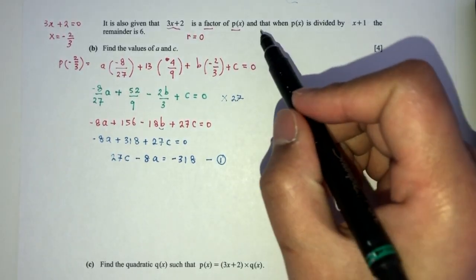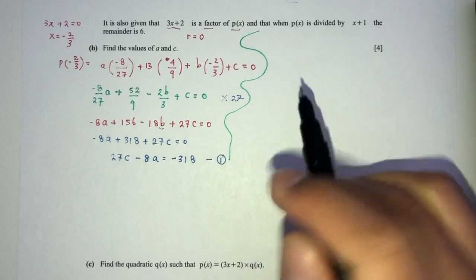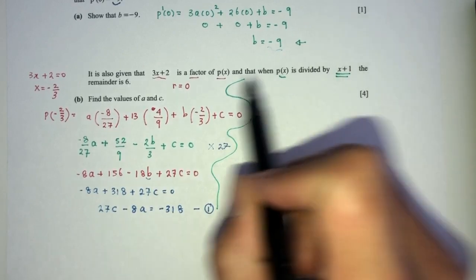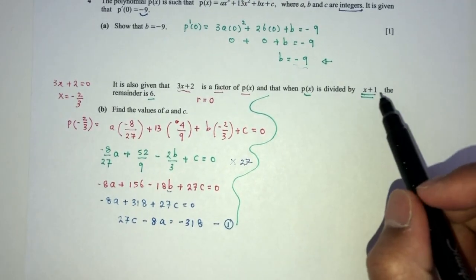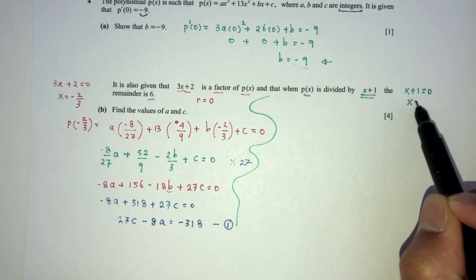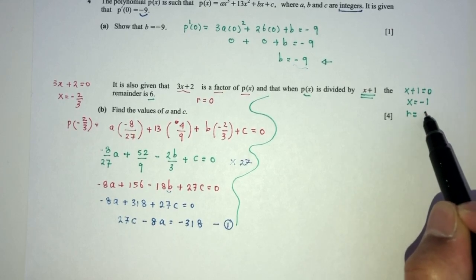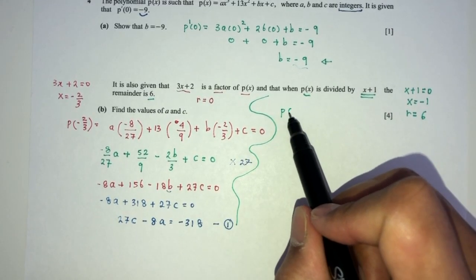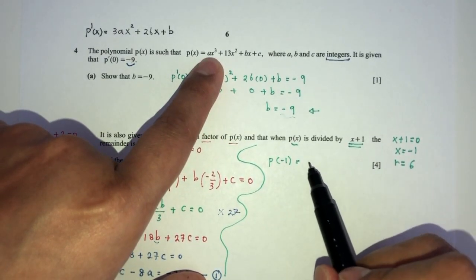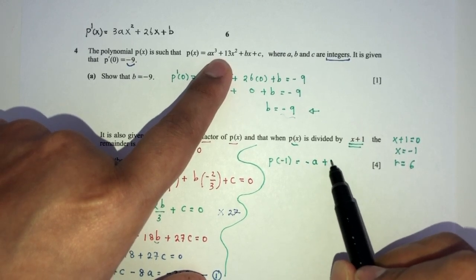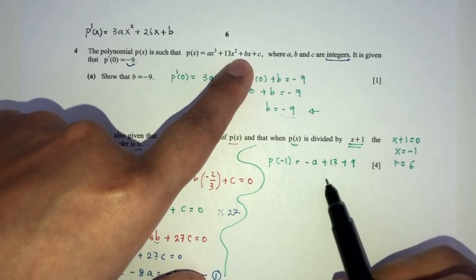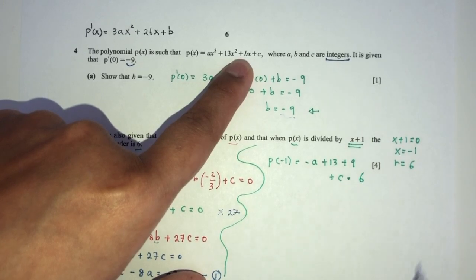Now let's move on. We also know that when p of x is divided by this one, we have a remainder of 6. So for what value of x? We take this one and equate to 0 to find the value of x. So when x is equal to minus 1, the remainder will be 6. So when p takes in the value of minus 1, replace in our equation, minus 1 cubed is minus 1, that will be minus a, plus 13. Now here we have b is minus 9 times minus 1 is plus 9, and plus c, and that will give you 6 as the remainder.